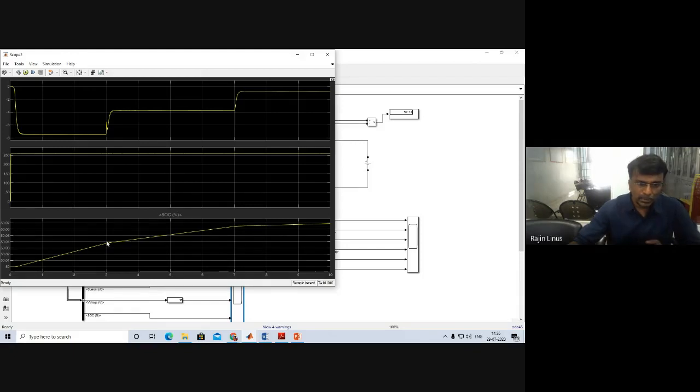Then again, what happened in this case? At 3 seconds, we increased the duty cycle to 0.8. Therefore, the input to the battery is reduced. Therefore, the slope of the state of charge is different. Again, it comes down. Then again the load further reduces, the input torque to the motor reduces. Again, the slope of the increasing state of charge further reduces. So this is the state of charge.